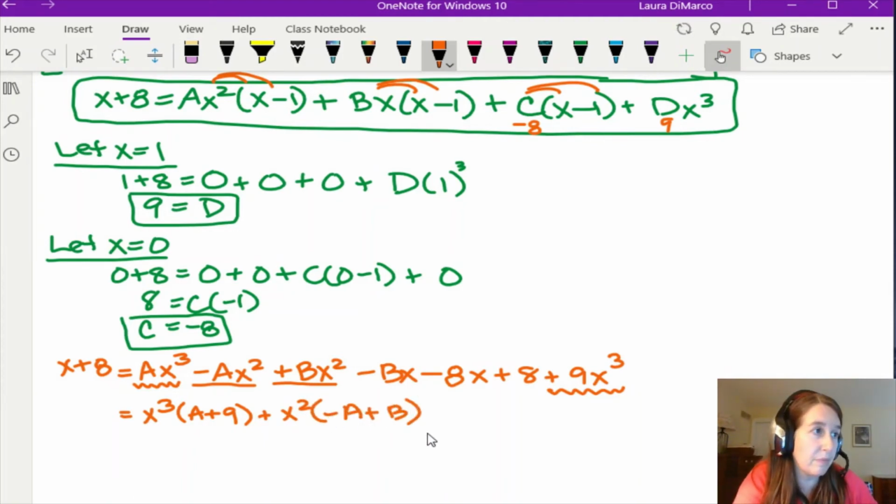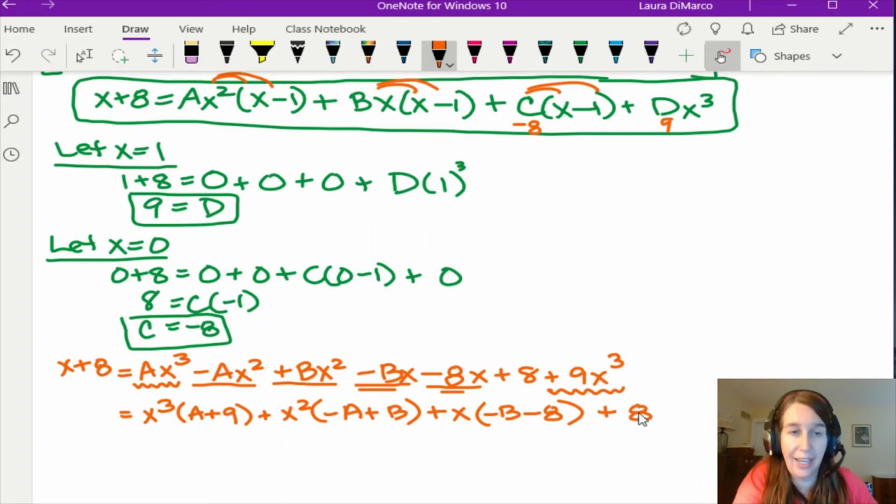Okay, then I have some x terms. I'll put those underlined here and here. So I have plus x times negative b minus 8. Okay, and then I just have this one number plus 8. Okay, the other side of the equation is still x plus 8.